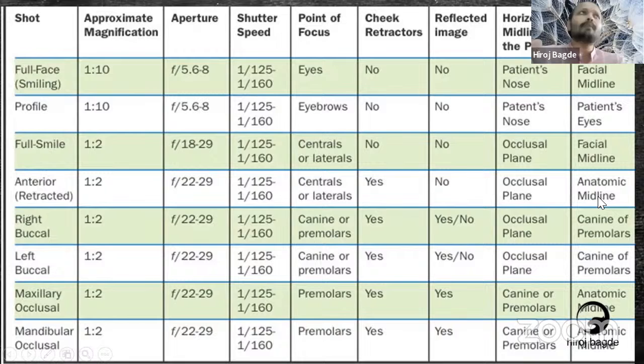That means I am going to discuss these parameters, because whenever you click an image, whether it be a portrait of a person or a pre-operative image of a person, we need to have a profile of the person. So I will have a full face smiling, and I will have a profile full smile. I will have this utilization where the magnification ratio is 1:10.